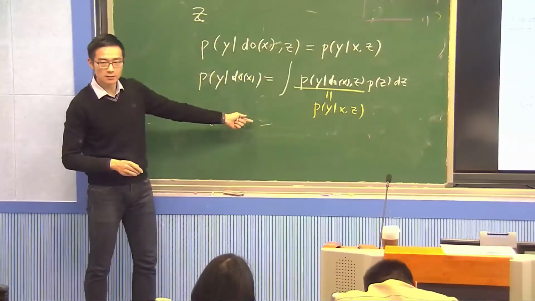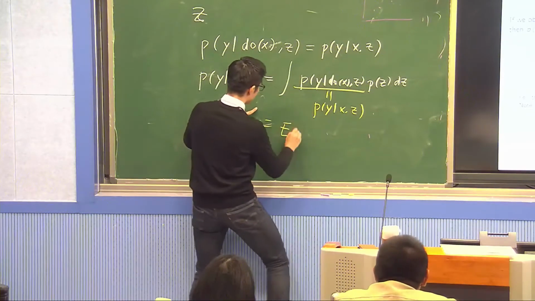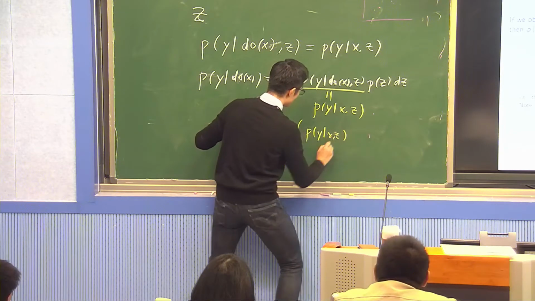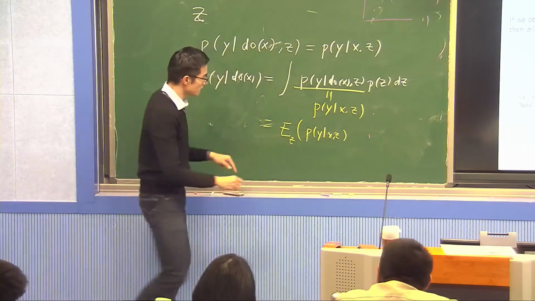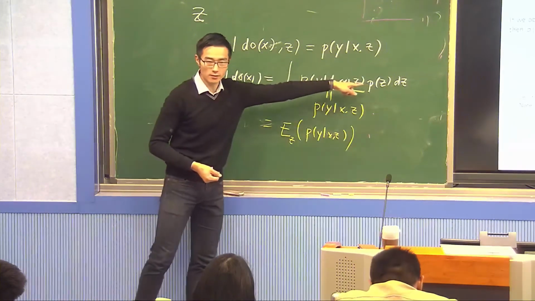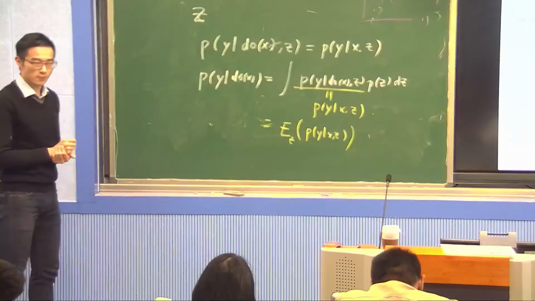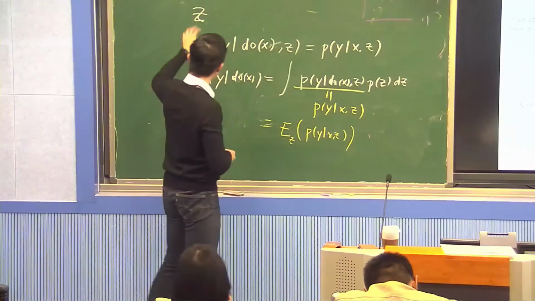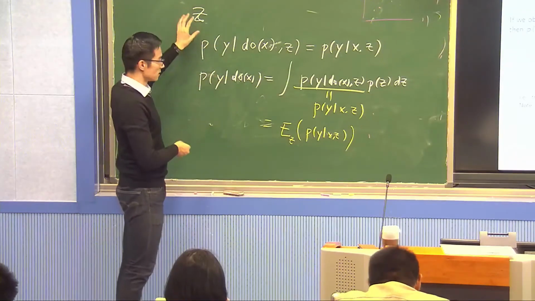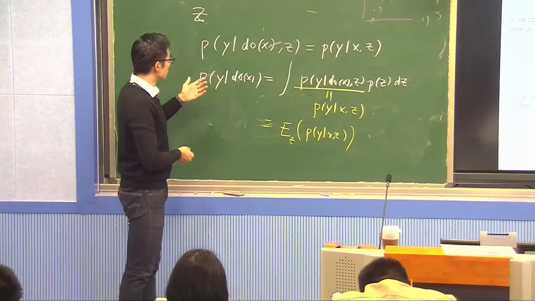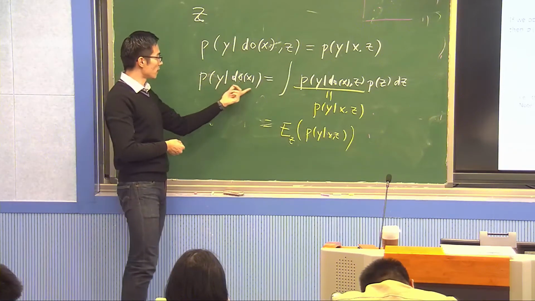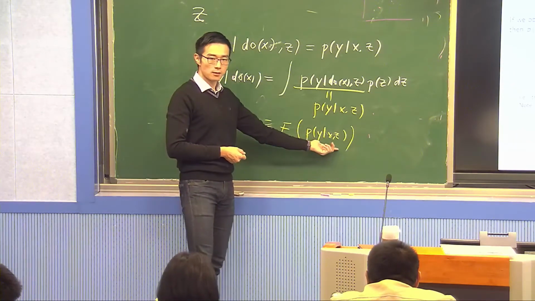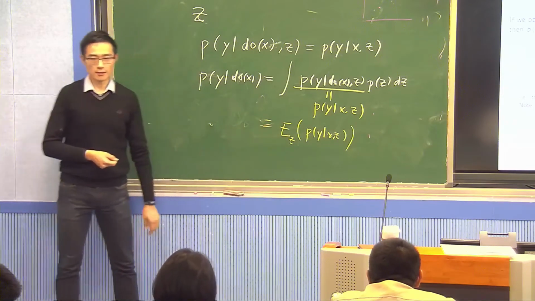People get it? Okay? There's actually an easy way to write it, which is simply the expectation of P(y | x, z), but the expectation is taken over z, with respect to z, right? It says the same thing as written this way. So that's the result of backdoor. So the backdoor criterion says, once you find a set of variables z that satisfy the backdoor criterion, then your causal effect P(y | do(x)) will just be P(y | x, z), integrated with respect to z. And that's it.